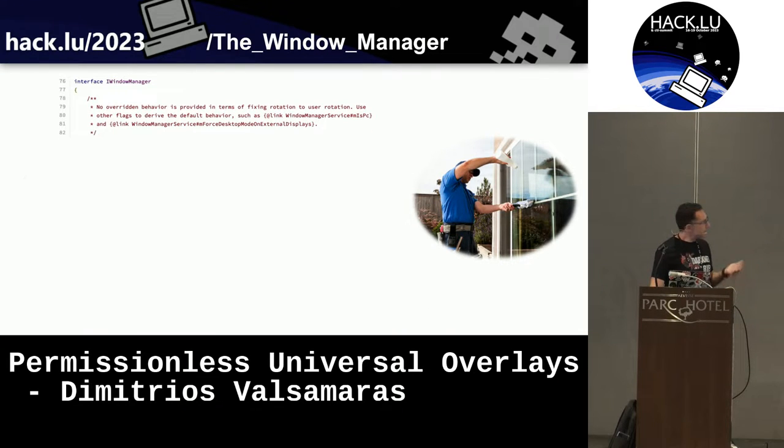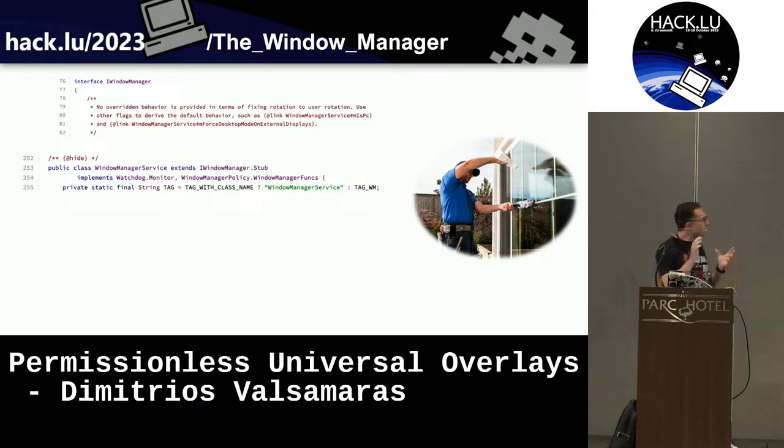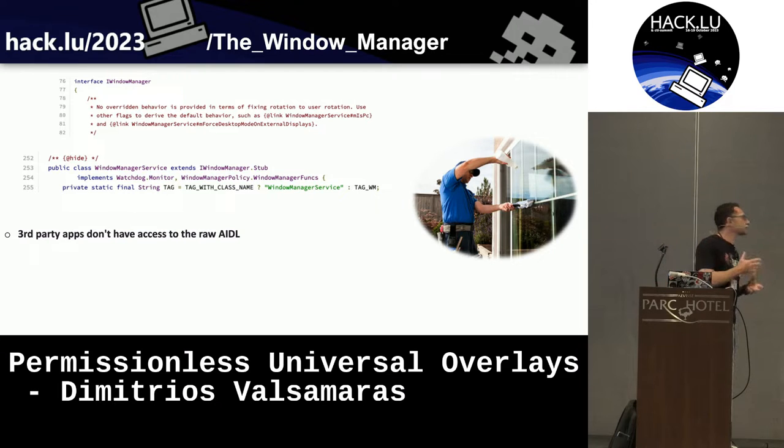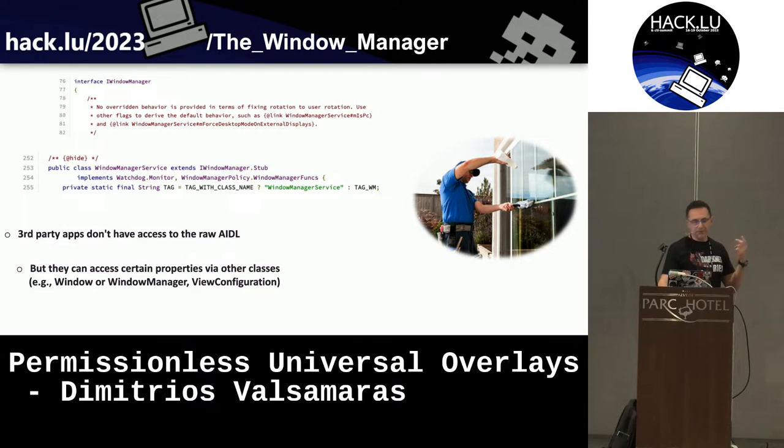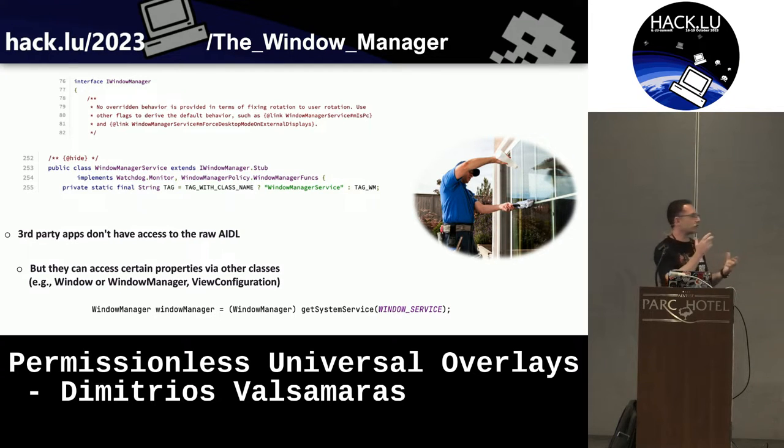Regarding the window manager, it is a system service, which, despite its rich functionality, third-party apps don't have access to its AIDL. But they can reach certain properties and certain functionality by using classes like the WindowManager or the ViewConfiguration class. And here's an example of how we can obtain a WindowManager instance and get access to these certain properties and functionality.